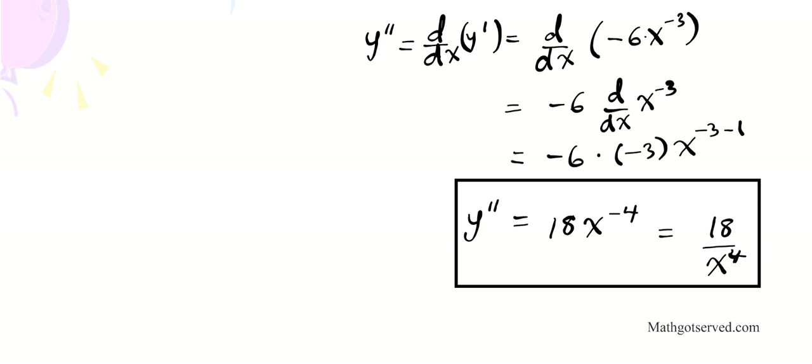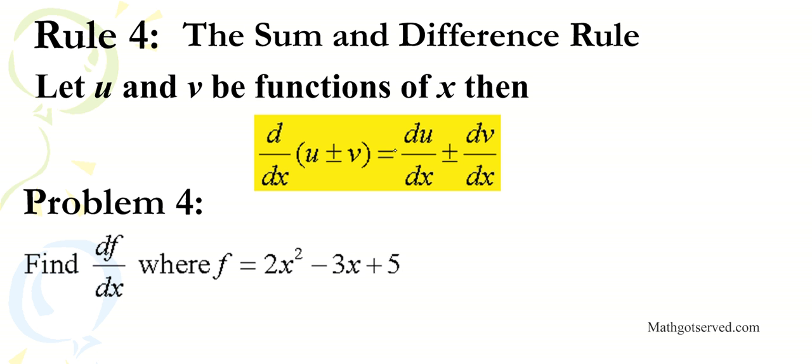Advance to question number 4. Rule 4, the sum or difference rule, says that if you have functions of x, then the derivative of the sum or difference is equal to the sum or difference of the derivatives of each term. So basically, if you have a sum or difference of terms, you can distribute the derivative to each term.